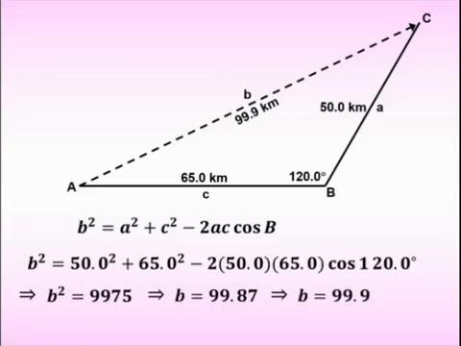So that means the displacement magnitude, just the magnitude of the displacement, or the length of that dashed line, is how long? Up to 3 sig figs, 99.9. And was it kilometers or miles? Kilometers. Done. That's it for the length of this.